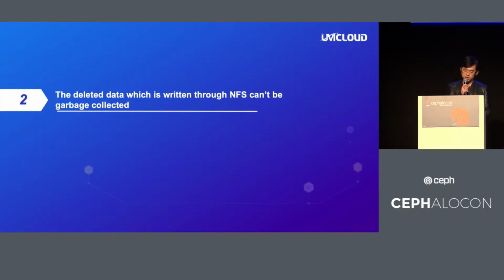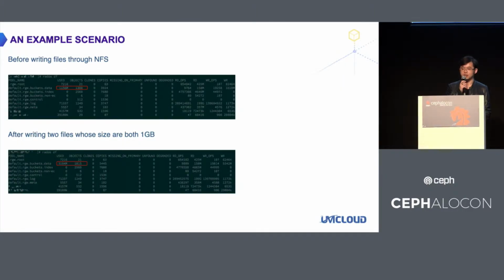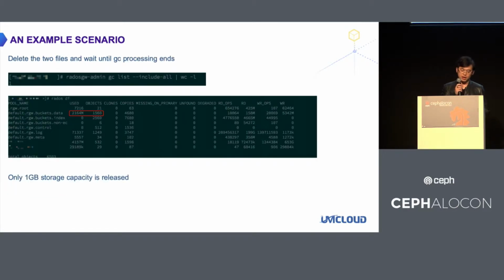So the problem is the deleted data, which is returned through NFS, can't be garbage collected. Let's take a look at a test in our test environment. Before writing files through NFS, by executing the rados df, we can see the used capacity of the default RGW buckets data pool is 1,156 megabytes. And then we write two files whose size are both 1 gigabyte through NFS and see the used capacity of the data pool. We can see the used capacity of the data pool has been increased by 2 gigabytes. Then we delete the two files and wait until GC processing ends and see the used capacity of the data pool again. We found only 1 gigabyte storage capacity is released.